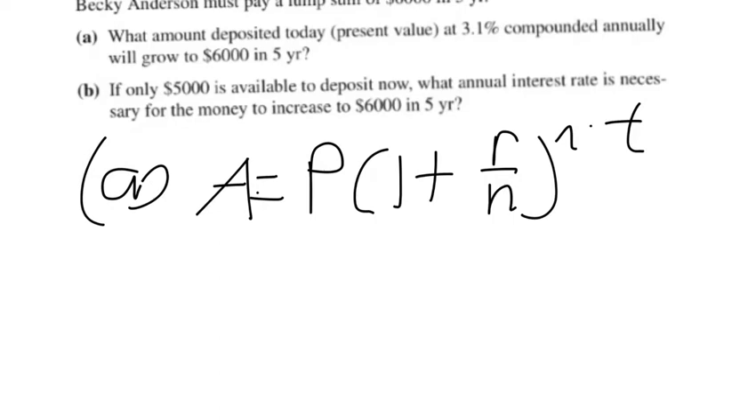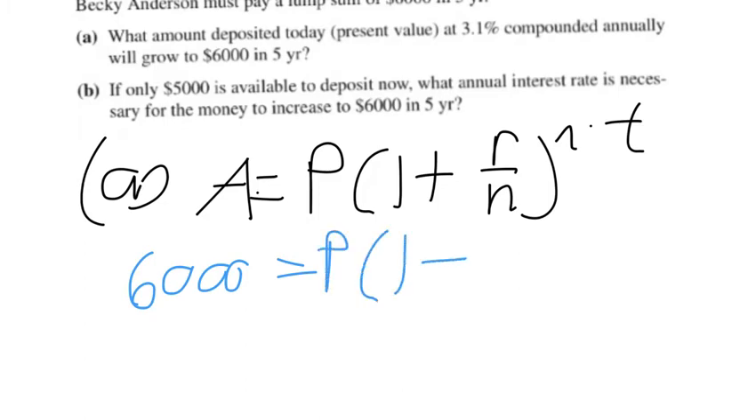So, we know our final amount would be 6,000. We want to know how much we need to deposit today, so we need to know what our starting amount should be. That would be our P. That's equal to 1 plus our interest rate, which is 3.1%, so as a decimal, it'd be 0.031, all over the number of times per year it's compounded. Since it's compounded annually, it's only compounded once per year. And then the exponent would be our N times T. Our N is 1 multiplied by our T, which is 5.